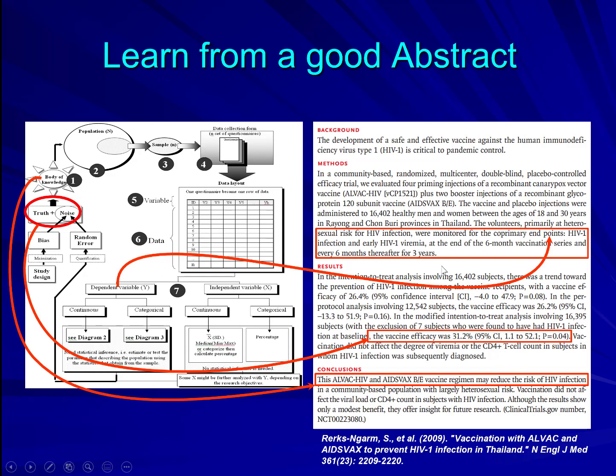Another one is the endpoint, or the dependent variable, denoted by Y. This one is essential because it is the one that governs or determines how to analyze the data, or what statistical methods are appropriate for that endpoint. Here the endpoint is HIV infection. It's a dichotomous outcome, infected or not.